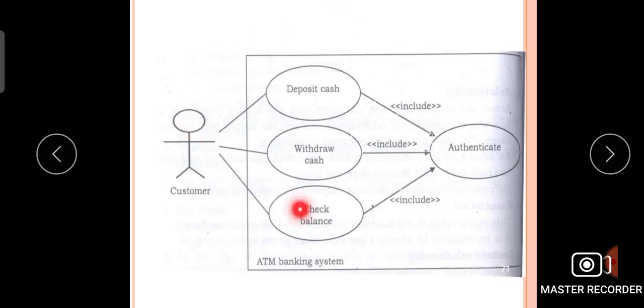The whole system depends on the ATM banking system. It means that the customer can deposit cash, withdraw cash, and check balance. And all these activities are only for an authenticated person, which we can also call an authorized person. Okay. So this is our best example of a use case diagram. So what is include? It is the relationship between all these activities and the authenticated person.